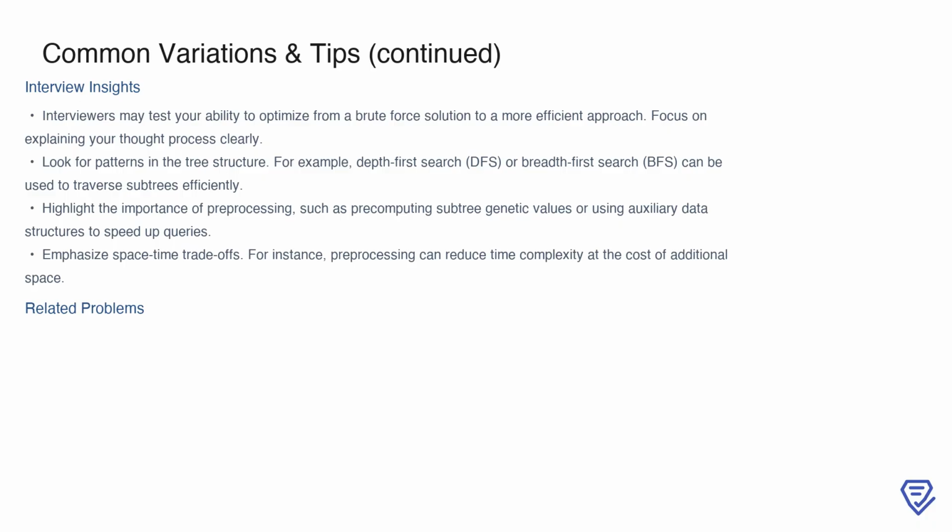Techniques like depth-first search or breadth-first search can help you navigate subtrees more systematically. Furthermore, interviewers may expect you to discuss space-time trade-offs. For example, pre-processing data can drastically reduce the time complexity of queries, but it comes at the cost of additional memory. Demonstrating an understanding of these trade-offs and explaining their relevance to your solution can leave a strong impression. Finally, emphasize the importance of pre-processing, such as pre-computing genetic values for subtrees, as this can streamline your approach and make your solution more elegant.